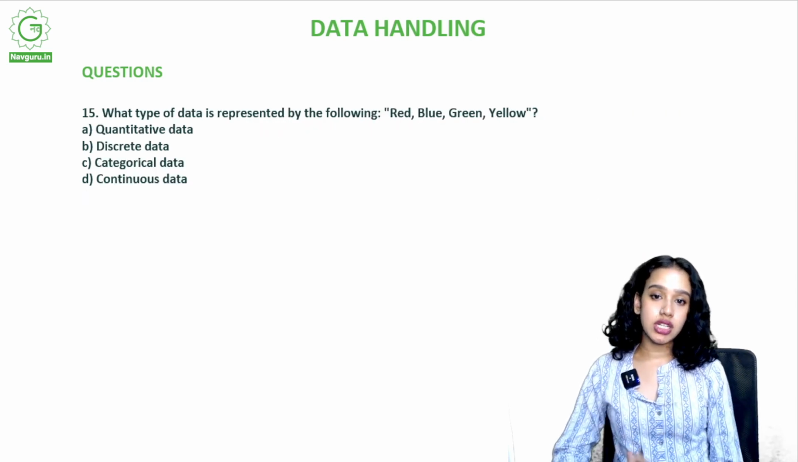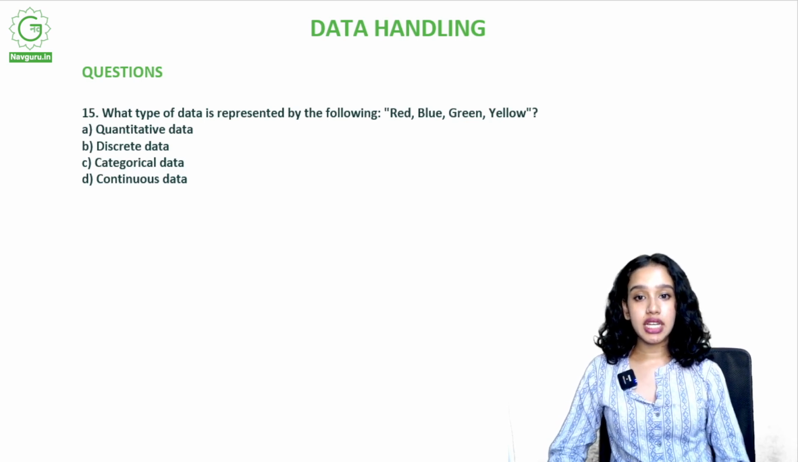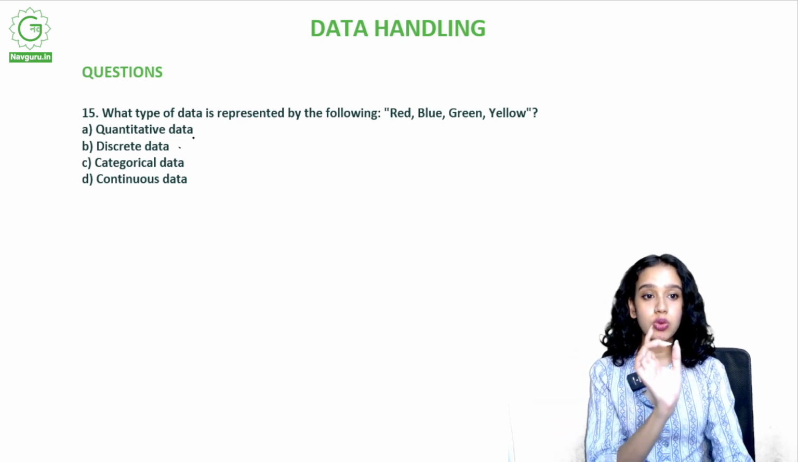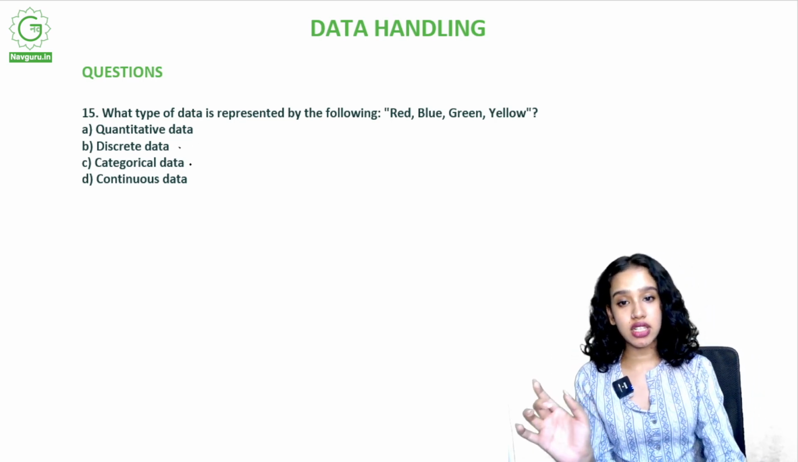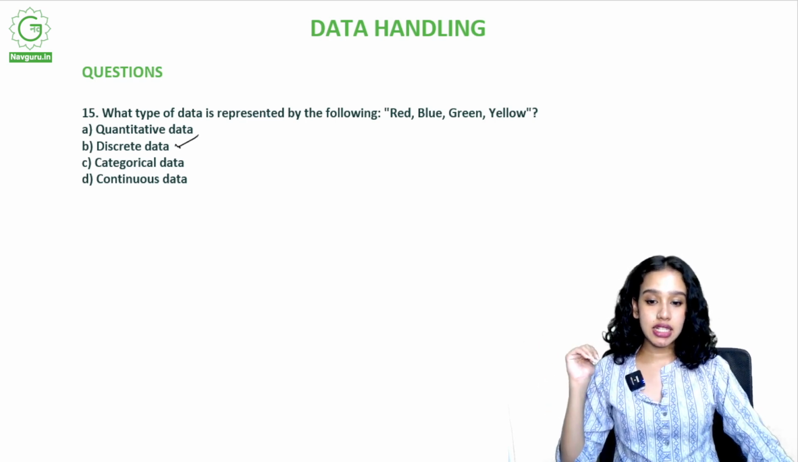Now let's move on to the next question. What type of data is represented by red, blue, green and yellow? So it is actually a discrete data. So we have red, we have blue, we have green and yellow. It's actually a categorical data too. So both of these would be correct, but the most apt answer would be discrete data.